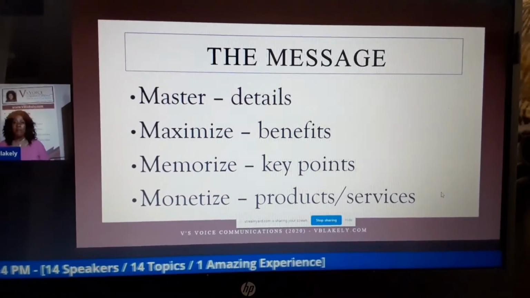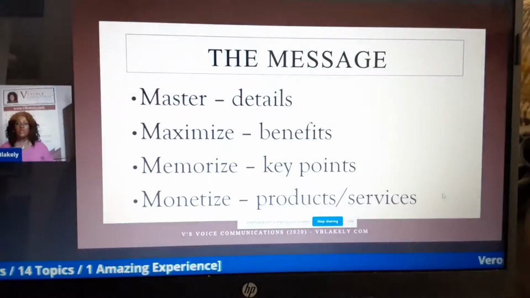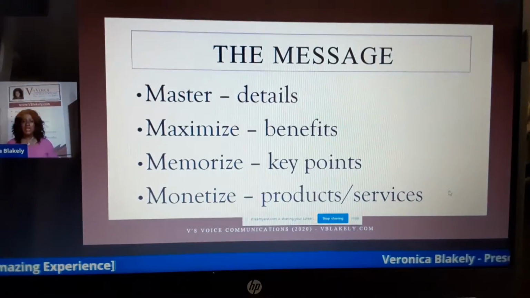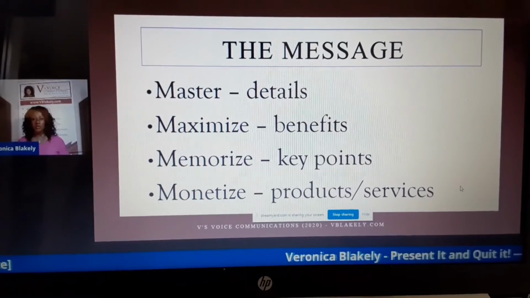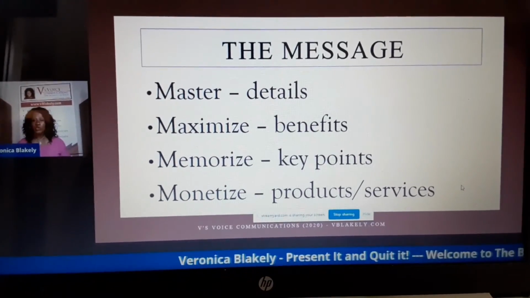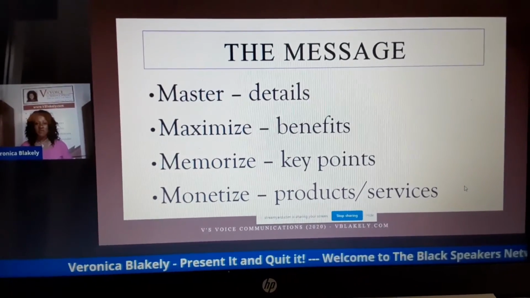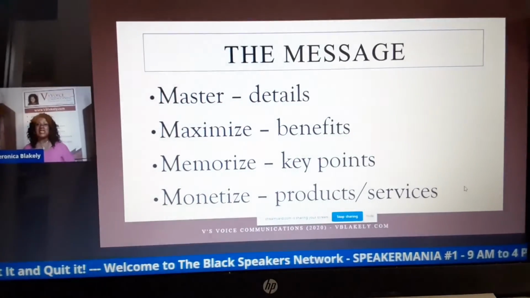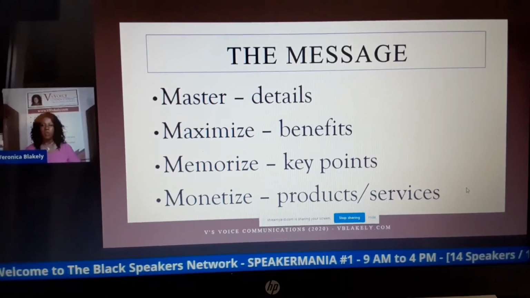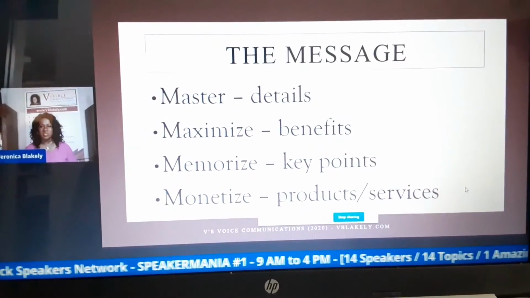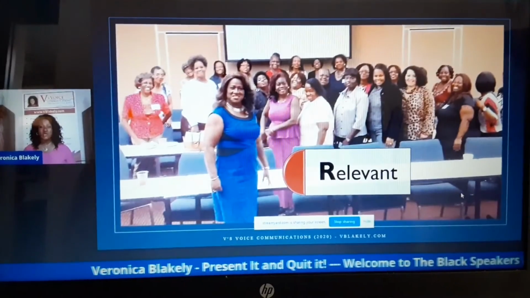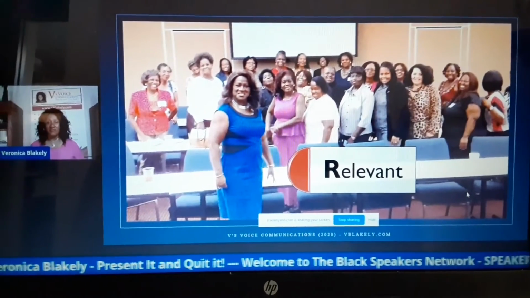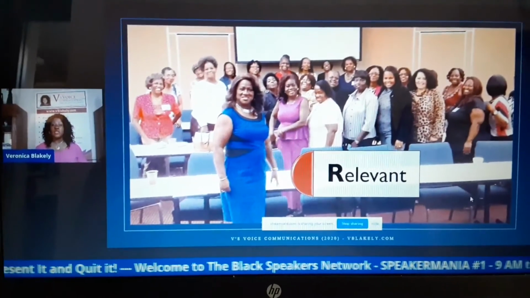And you also need to monetize your message. Is what you're saying in your presentation so dynamic that after your presentation, people are going to run out to your table to purchase your products and your services? Not so much that you can sell all the time, but is it worth selling to someone when they hear your message? Your message also needs to be relevant. That's the R in FLAIR. It needs to be relevant to the audience you're speaking with.